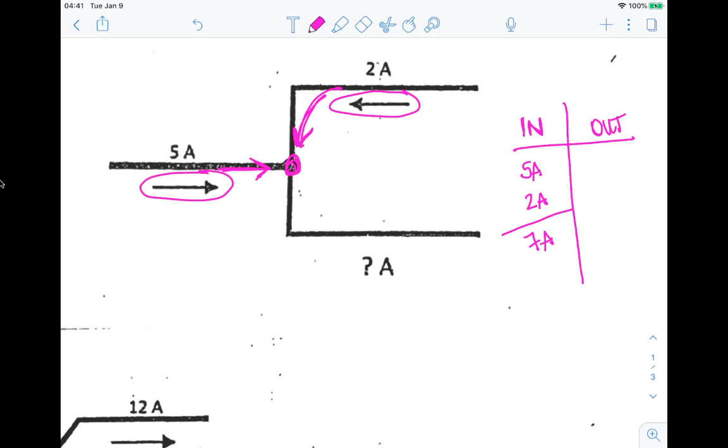On the outside, I don't have anything, and I know that in must be equal to out. So if I have nothing on my outside, I know that I am missing 7 amperes. So this must be 7 amperes flowing out of your junction.